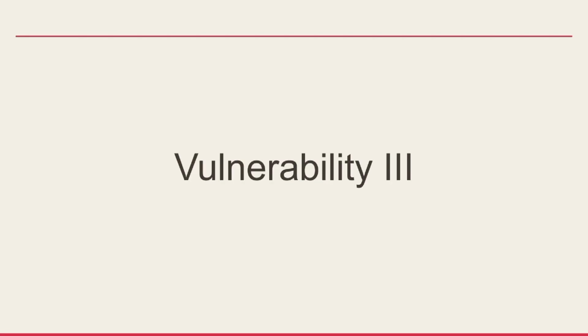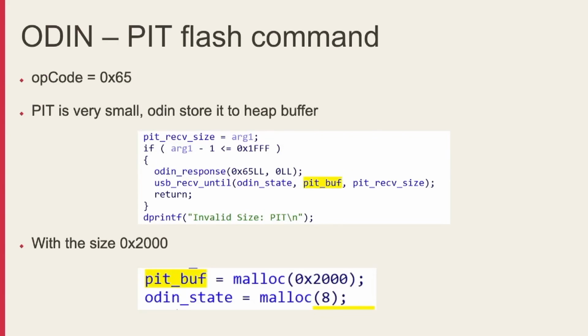So, let's discuss the third vulnerability. This time, we can exploit the Galaxy S10. Odin has another operation command, which can flush the partition information table. The table is small, thus Odin only allocates a heap buffer to store it instead of using the big buffer in front of the code segment. We cannot directly overflow it, because there is a check to make sure that the size is smaller than the heap buffer to prevent heap overflow.